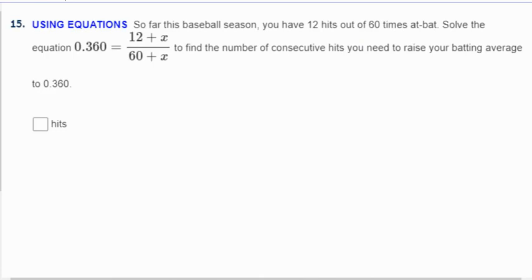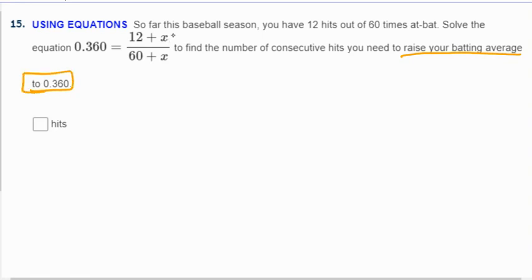All right, and next we have this equation. So far this baseball season, you have hit 12 hits out of 60 times at bat. Solve the equation 0.36 equals 12 plus x over 60 plus x to find the number of consecutive hits you need to raise your batting average. Okay, so where they got the 0.36 from is we want to raise the batting average to a 0.36.